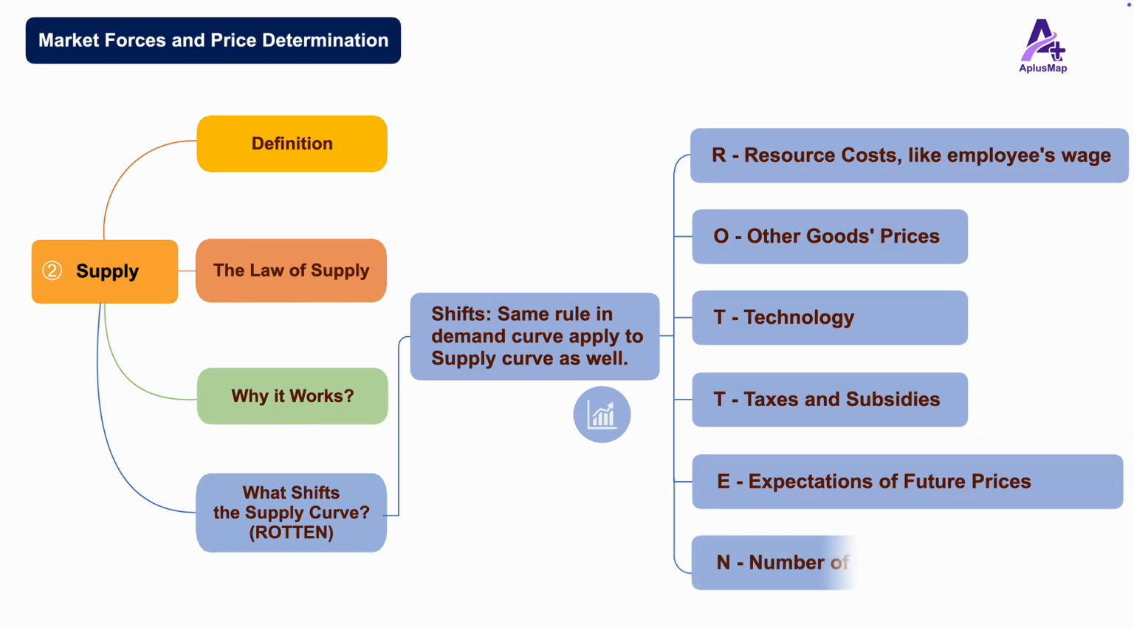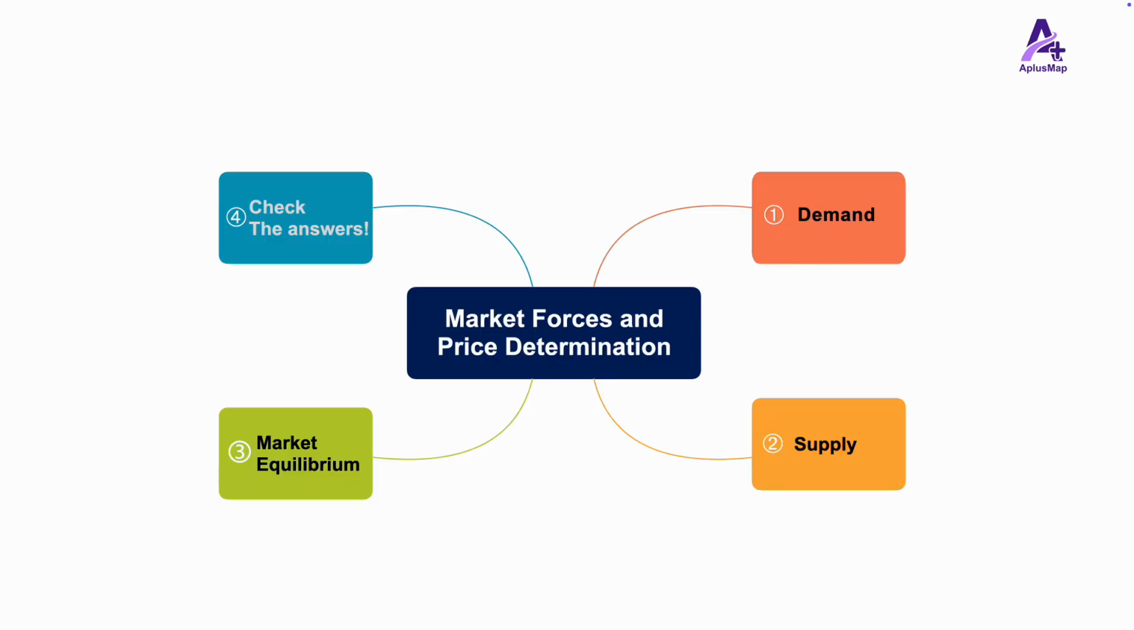And finally, N. N is simply the number of sellers. More firms making the product means more total supply in the market. Shift right. Fewer firms, shift left. Pretty straightforward. Okay, so we've got demand sloping down, supply sloping up.